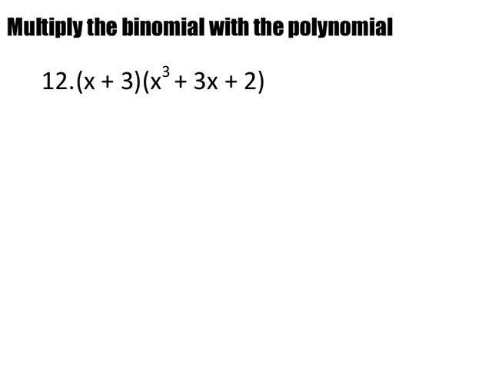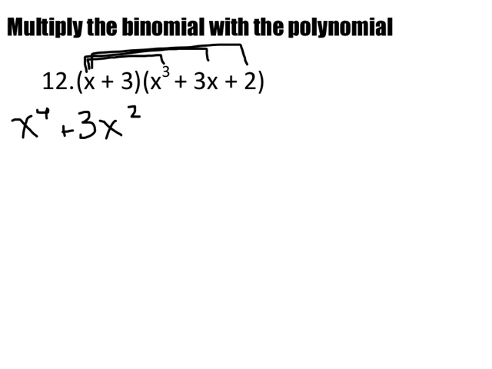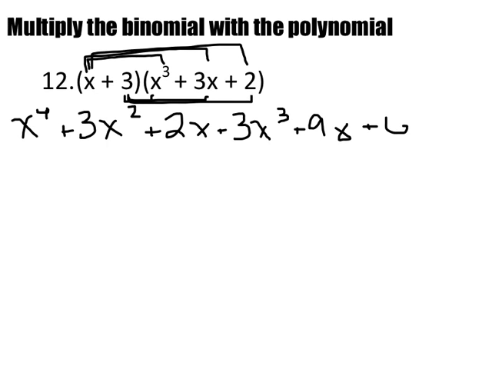Multiply the binomial with the polynomial. So again, here we can't use FOIL, first, outer, inner, last, but the idea of multiplying each term to each of the other terms still applies. X times x to the 3rd is x to the 4th. X times 3x is 3x squared. X times 2 is 2x. 3 times x to the third is 3x to the third. 3 times 3x is 9x. And 3 times 2 is 6.